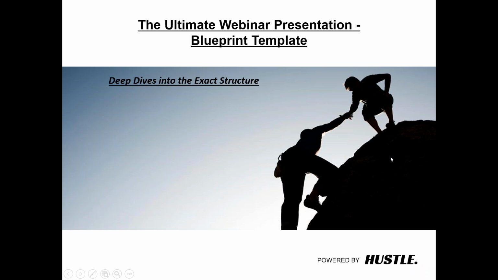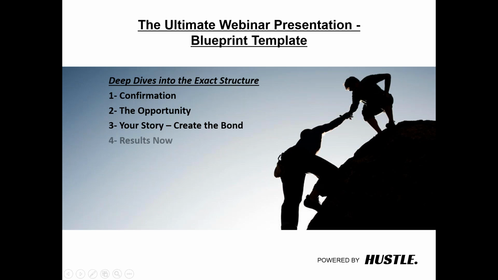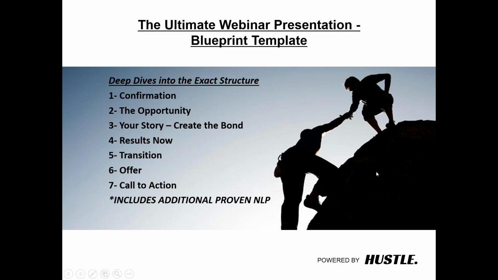It deep dives into the exact structure, which is the confirmation, the opportunity, your story, and creating the bond with your audience. It tells you what you need to do for your results now, where to put it, the transition, the offer, the call to action, and it includes additional proven NLP text for better transition as well. It takes your audience through a structured process with some add-in slides, which are NLP triggers that make people go through your presentation more naturally.